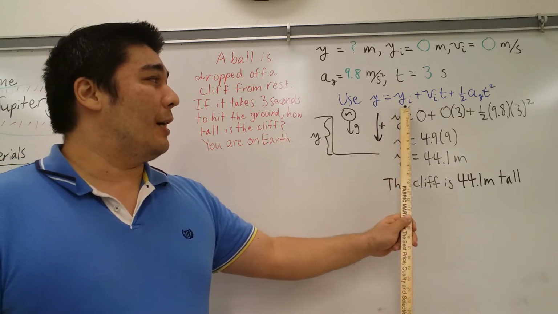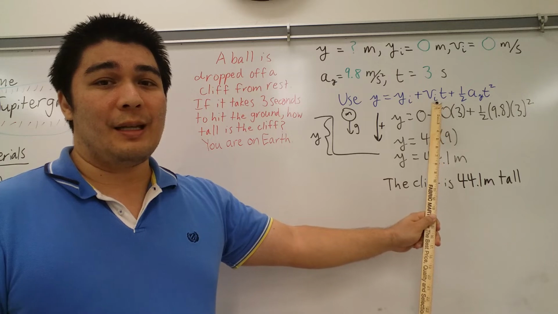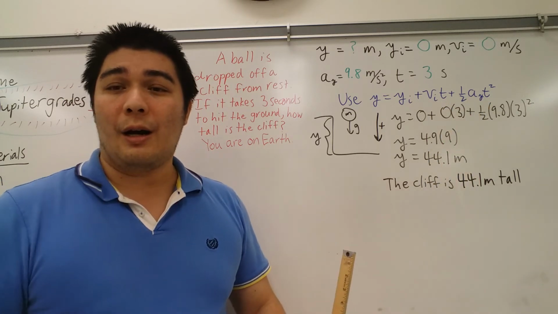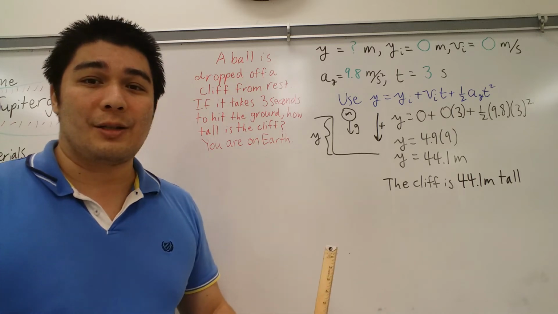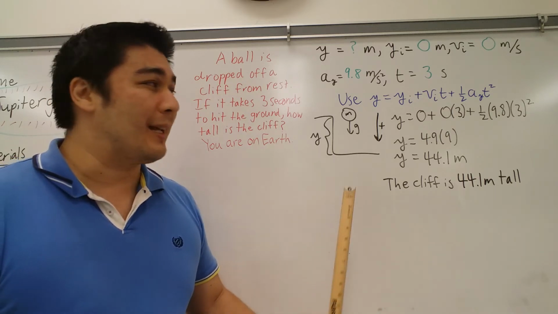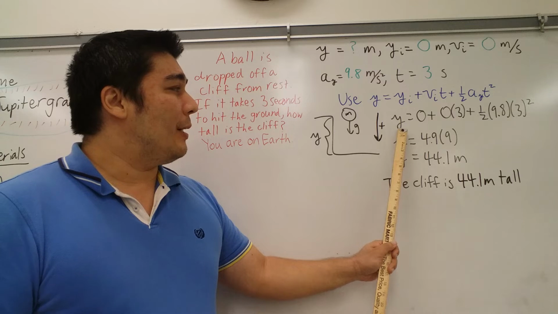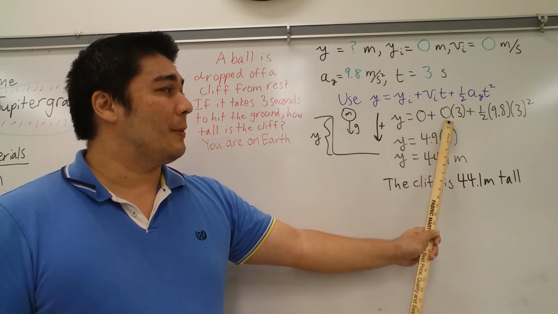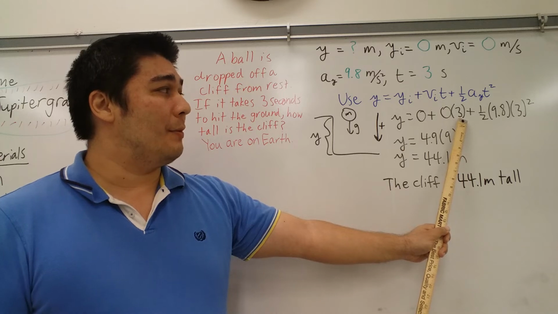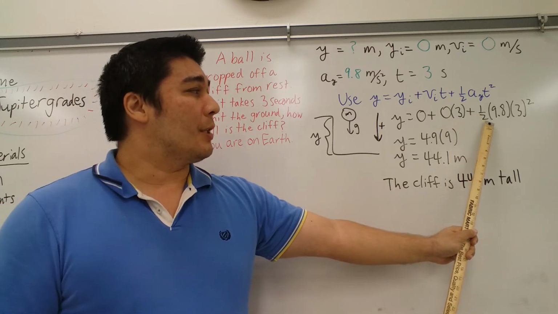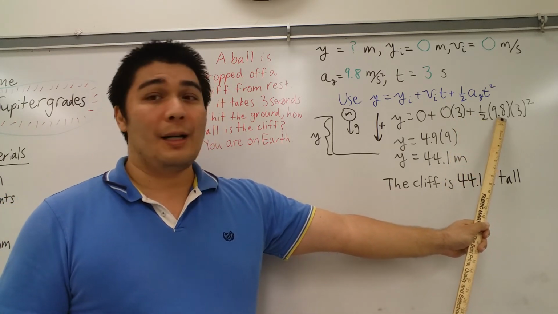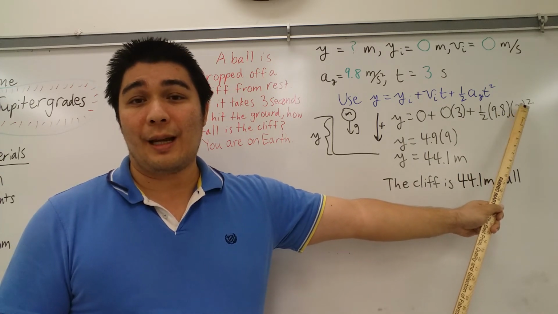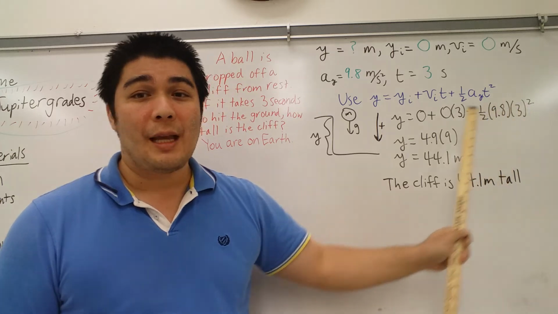I've got my equation y equals y initial plus v initial t plus 1/2 a sub y t squared. Equation 2 on the kinematic equations, just in case you need a refresher on that. So I take my equation and I plug in my values. So y initial is going to be 0, v initial is going to be 0, times 3, which is the time, plus 1/2 times acceleration in the y direction, which is 9.8, times the time again, 3. Don't forget, this time is squared.